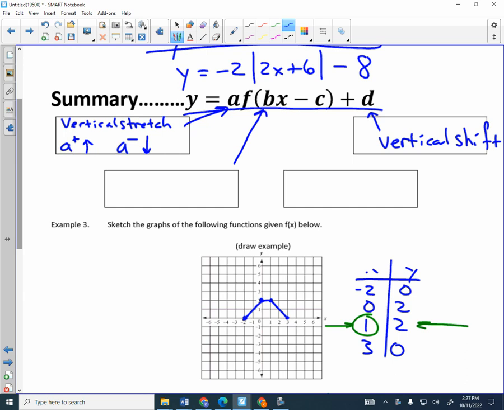If we see something multiplied on the inside, what does the B value do again? Creates a, yep, horizontal compression. Remember, if B is positive, it's going to tend towards the right, where if B is negative, it's going to tend towards the left. It's going to reflect it horizontally.